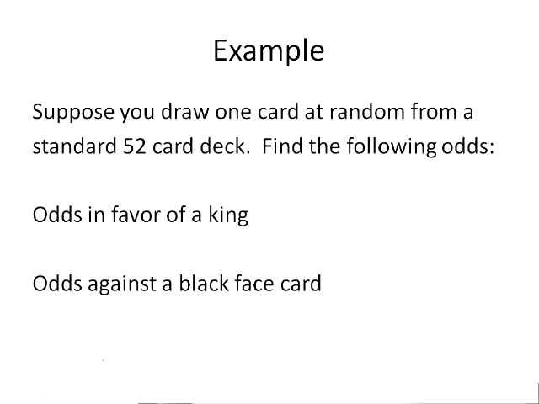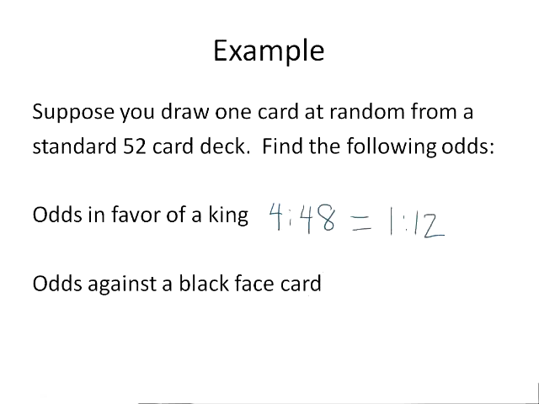Now suppose you draw one card at random from a standard deck of 52. Find the following odds. Once again, we're going to write this as a comparison. How many successes are there? How many outcomes are kings? We know that there are 4 kings in the deck, so there are 48 that are not. So this comparison reduces to 1 to 12.